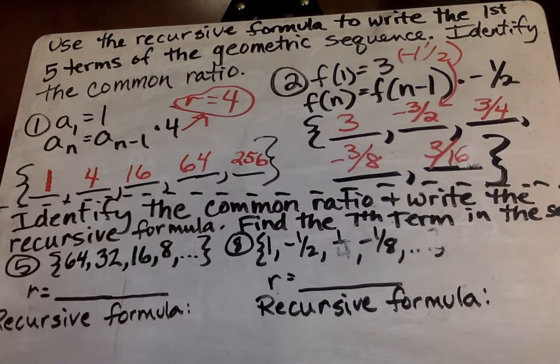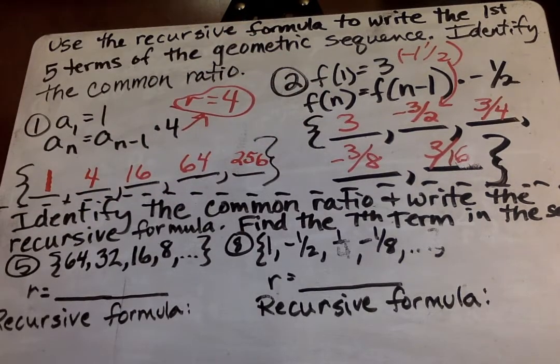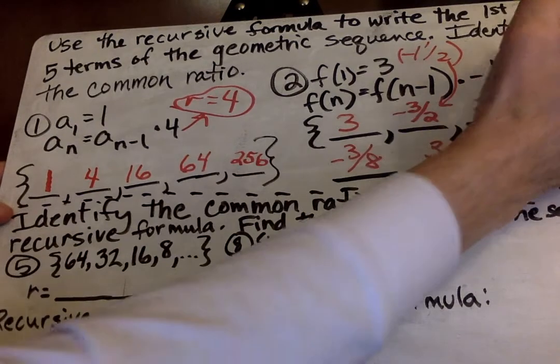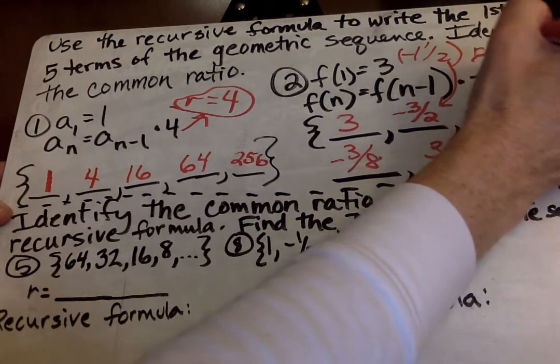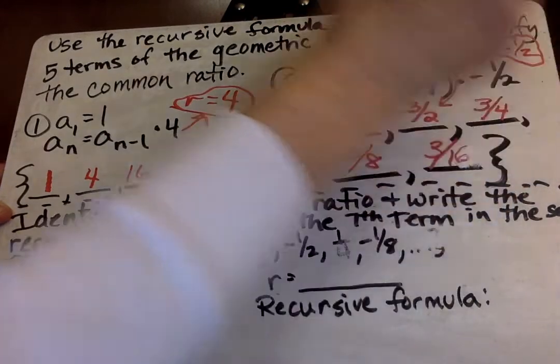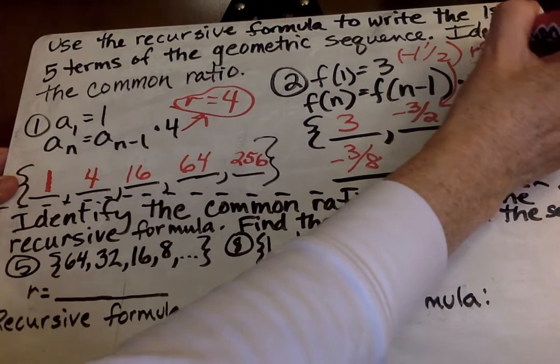Next, it says identify the common ratio and write the recursive formula for the geometric sequences. Find the 7th term in the sequence. So we'll start off with number 5, and we have to find out what is going on, first of all, what r is. Oh, I forgot to identify what r was here. We can say r equals negative 1/2, because that is what the common ratio is that you're multiplying by each time in that sequence.